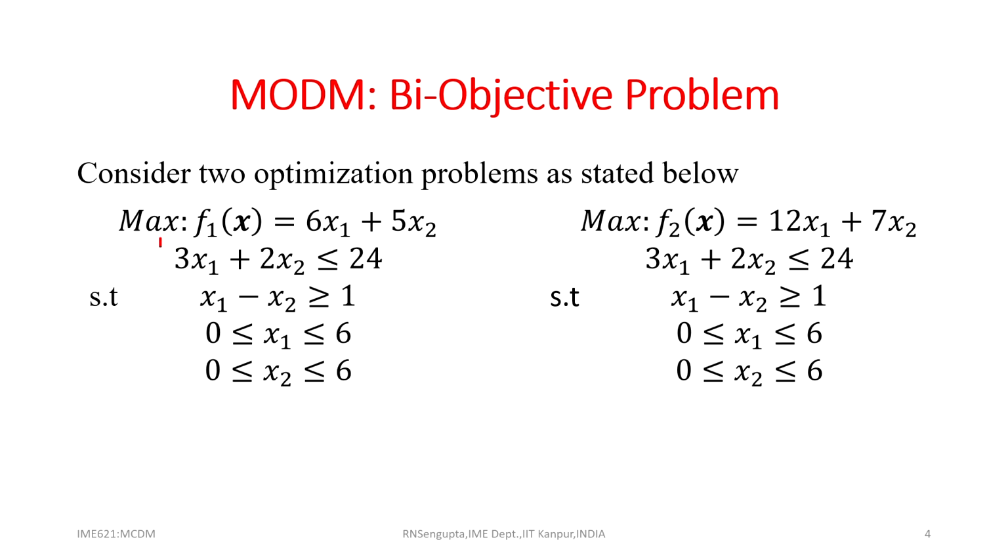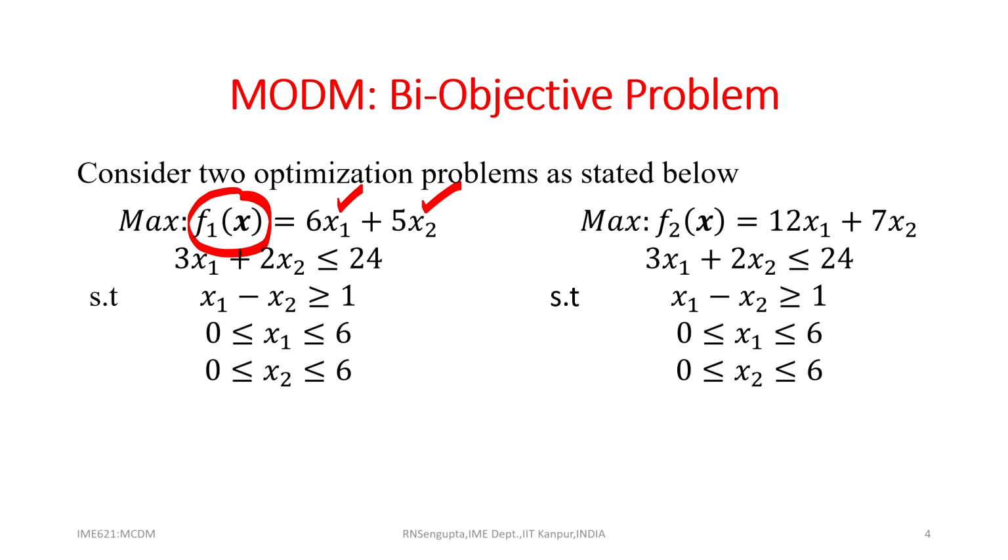The first problem is maximization of function f1, where the objective function consists of 2 decision variables. Why 2? Because it is easy for me to illustrate, and obviously the concepts can be carried onward for more than 2 decision variables also. The first decision variable is x1, the second decision variable is x2. The objective function is 6 x1 plus 5 x2, and what are the constraints?